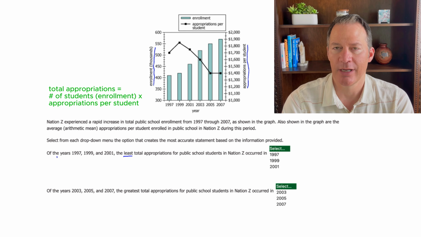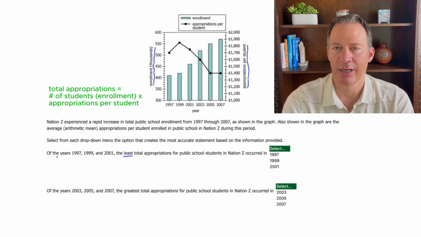Okay, so now look. 410 is less than 420 and 460. 1700 is less than 1850 and 1750. So 97 has to be the lowest. No need for the calculator here. Now for the second question, which is similar but asks for the year with the greatest total.